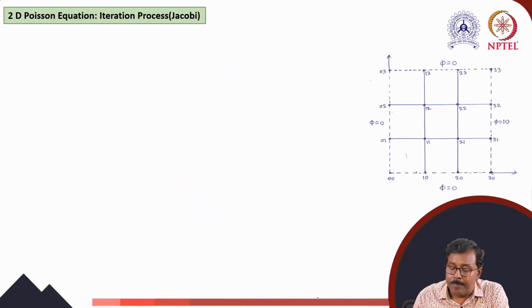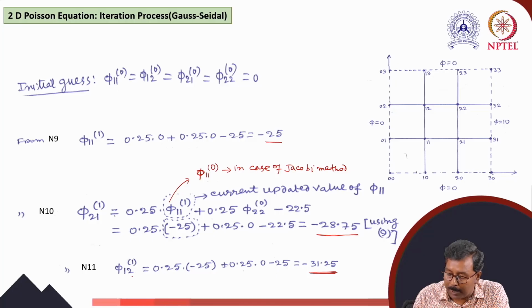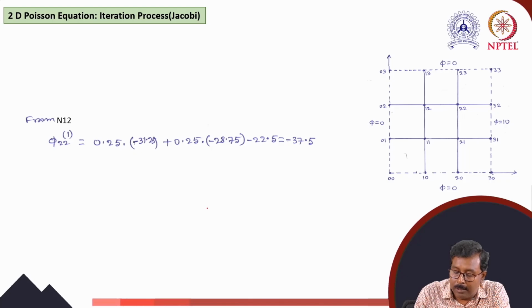And the phi 2 2 will be 0.25 into minus 31.25, because this phi 2 2 contains this updated value of phi 1 2. So the updated value of phi 1 2 is used here. So in the same iteration, the first iteration, we are using the latest updated value of phi 1 2. This is the difference in the Gauss-Seidel method.